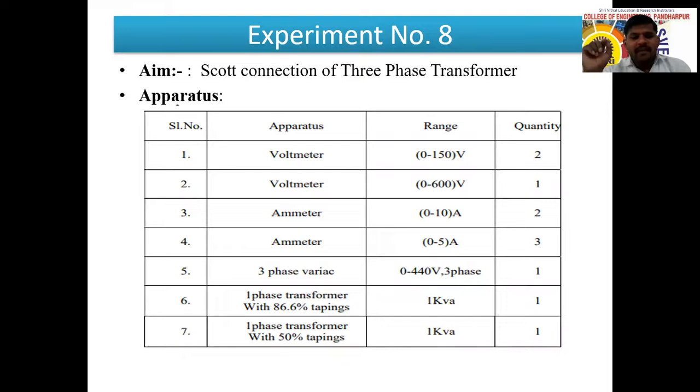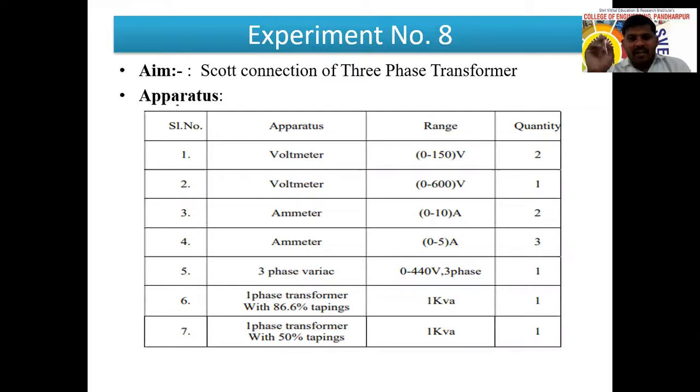Now a single phase transformer with tapping, that means a single phase transformer with some taps provided, 1 kV rating, and another single phase transformer where again some tappings can be provided. So one transformer requires tapping at 50%, and one transformer requires tapping at 86%. I think A division people know how the 86% winding can be chosen.